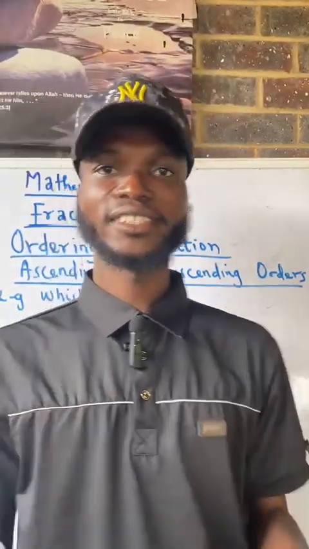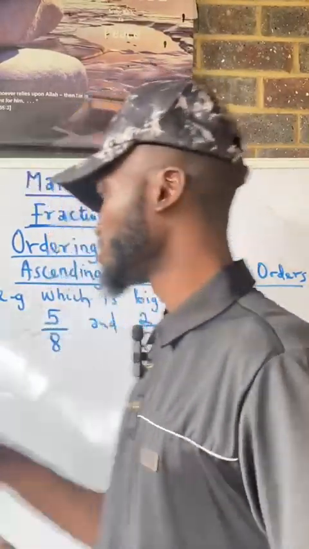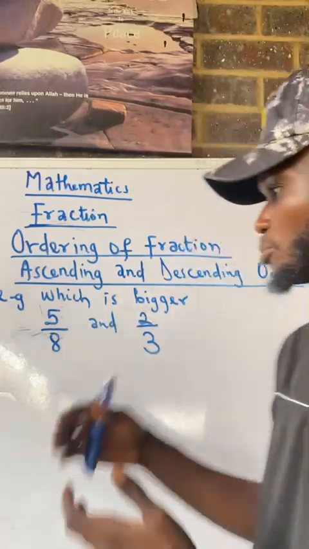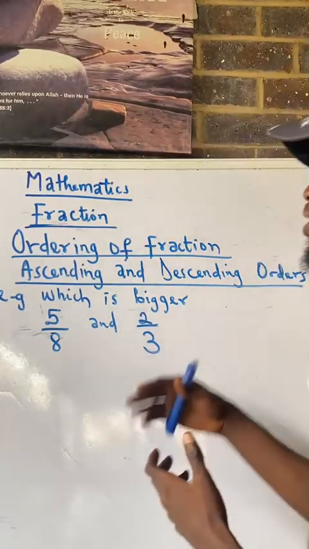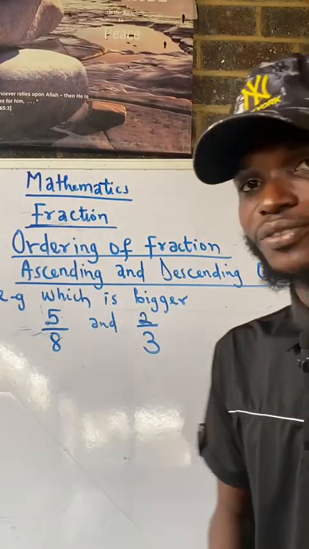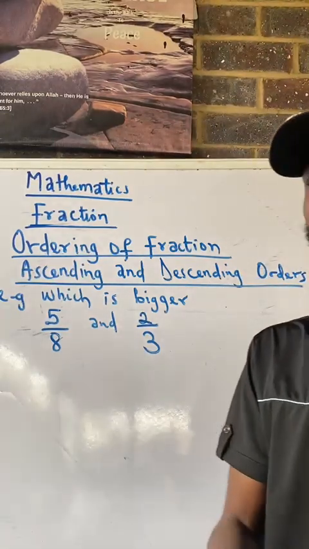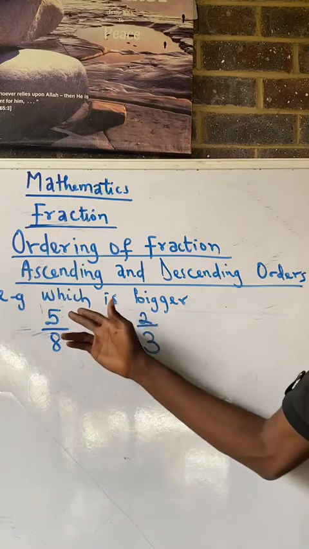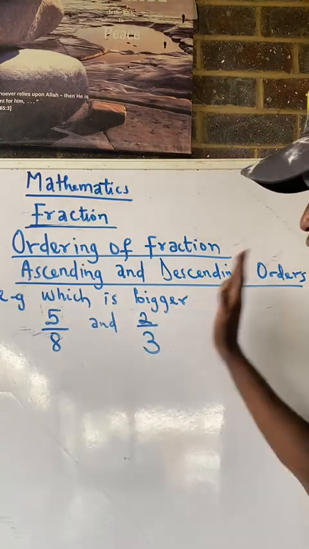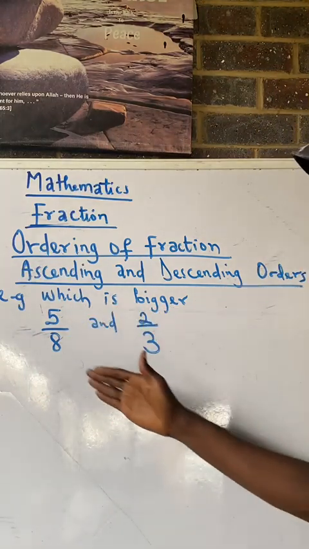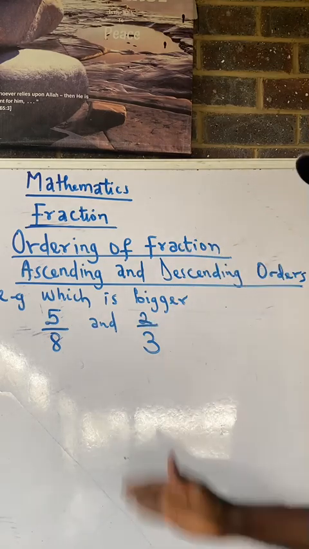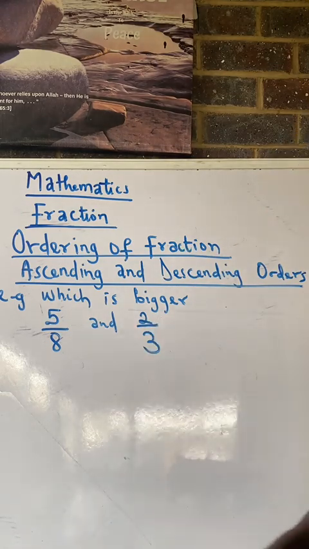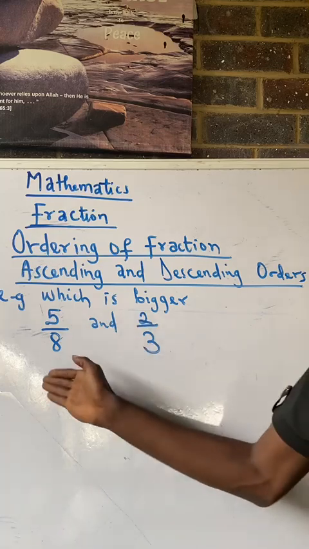Yeah, let's see the third case under ordering of fraction. So this will probably be the last video on ordering of fraction. Now, if fractions do not even have anything in common, look at these two fractions, 5 over 8 and 2 over 3, nothing in common. No similar numerator and no similar denominator. Nothing is common. So in this case, how do we know the one that is bigger?